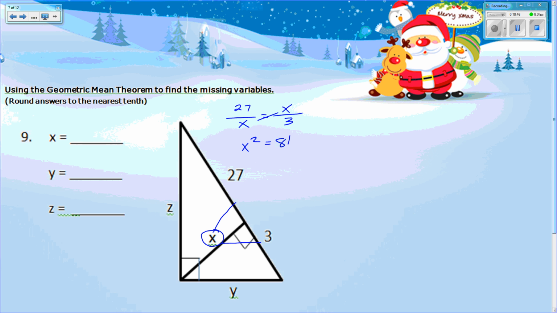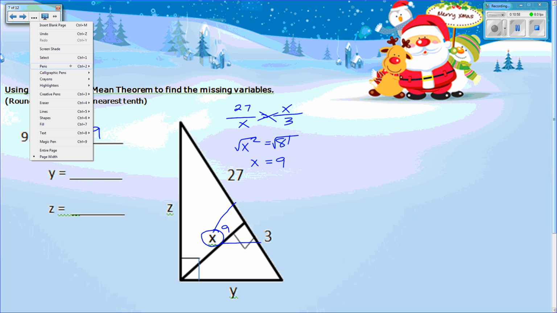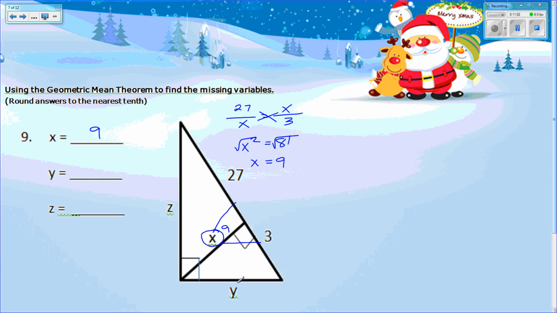Cross multiply, x squared is 81. Take the square root of both sides. So x is 9. Then the next one, if I want to find y, remember it pairs with the 3 and then hooks around and pairs with the whole side. Well, the whole side is 27 plus 3, so the whole side is 30. So it's going to pair with 3 and 30.